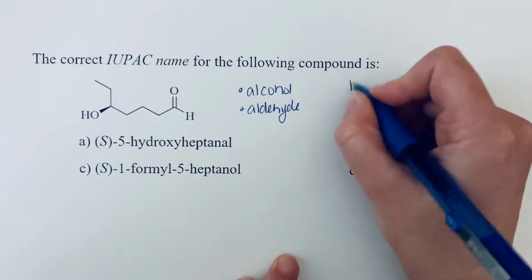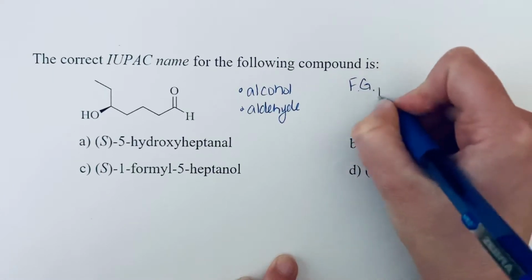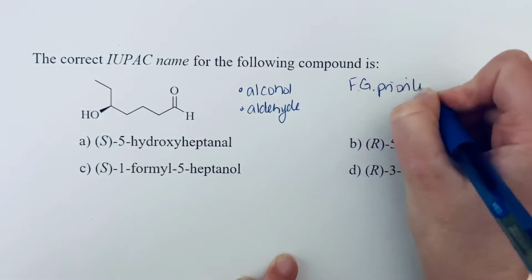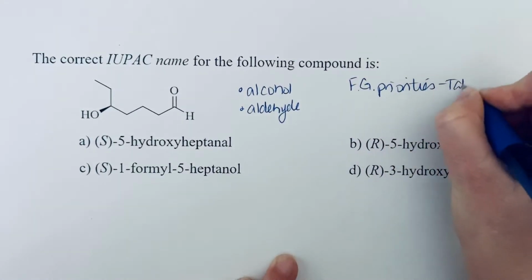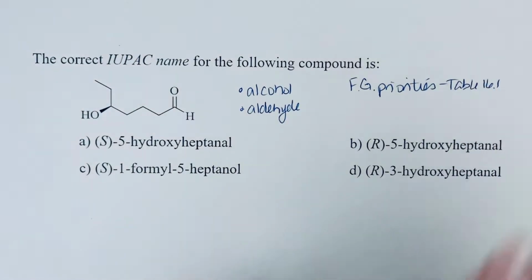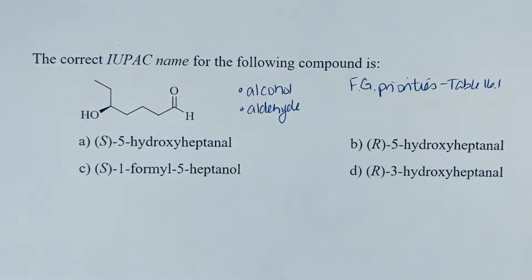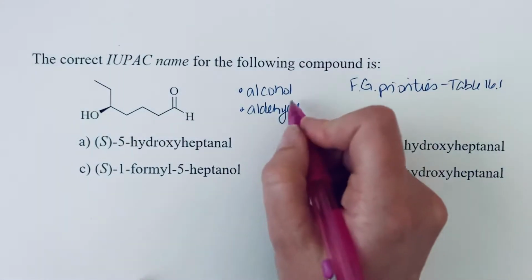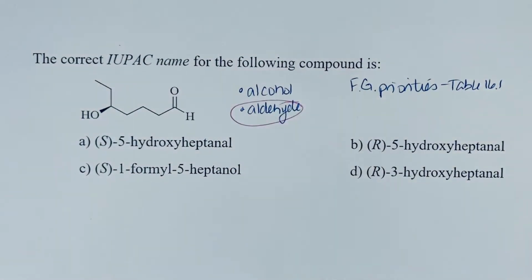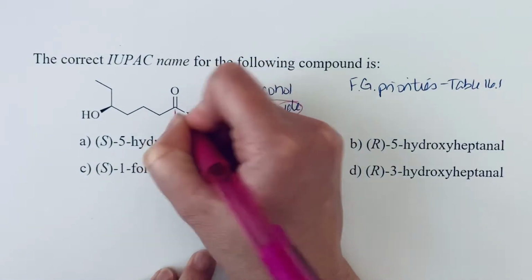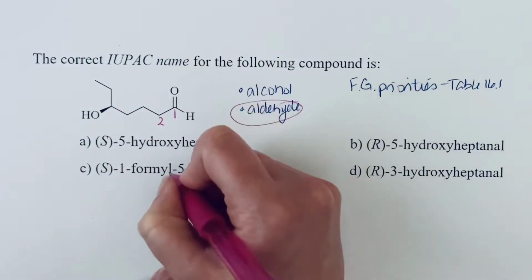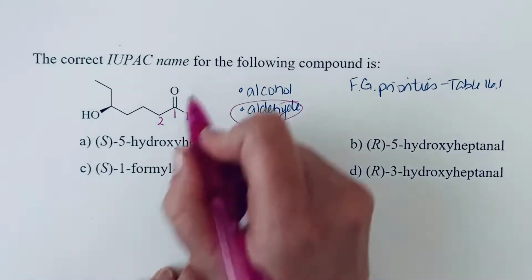group. And so we can see the functional group priorities in your textbook in table 16.1. And when you look there, you will find out that the aldehyde here is your priority functional group. So that means that we're going to name this as an aldehyde and we're going to start numbering so that the aldehyde has the lowest possible number. So I am going to get the longest carbon chain that includes the aldehyde and gives it the lowest number.